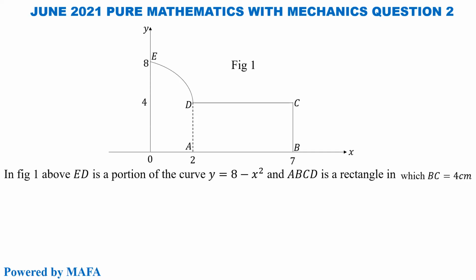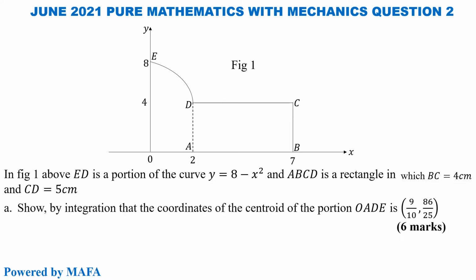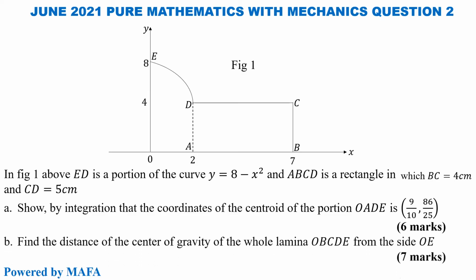x squared, and ABCD is a rectangle in which BC is equal to 4 centimeters and CD is equal to 5 centimeters. Question A. Show by integration that the coordinates of the centroid of the portion OADE is at that point. 6 marks. Question B. Find the distance of the center of gravity of the whole lamina OBCDE from the side OE. 7 marks.